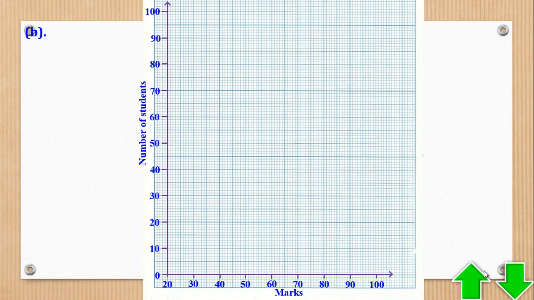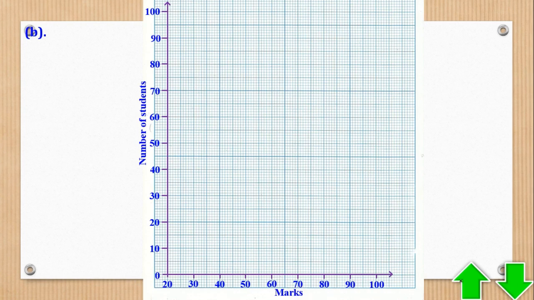And the graph has to be labeled. In O level, like I told you, we used to accept cumulative frequency here and upper class boundaries here. But now you have to put what is in the question. The question had number of students, that's why you put number of students. And here we had marks, that's why you put marks.